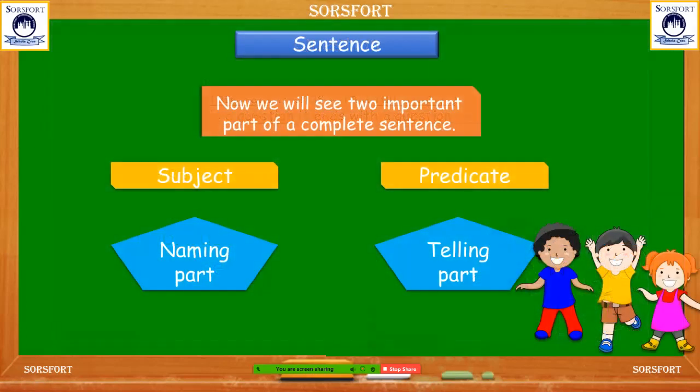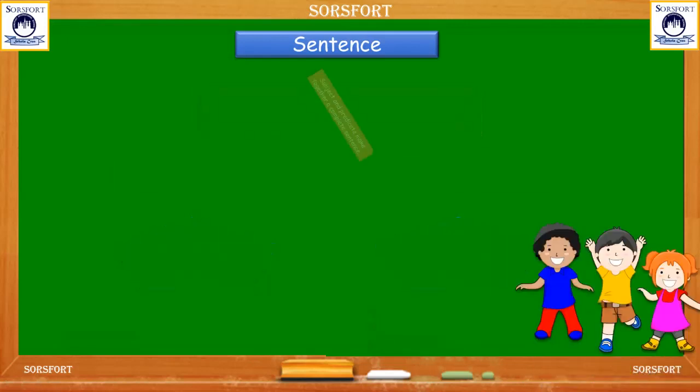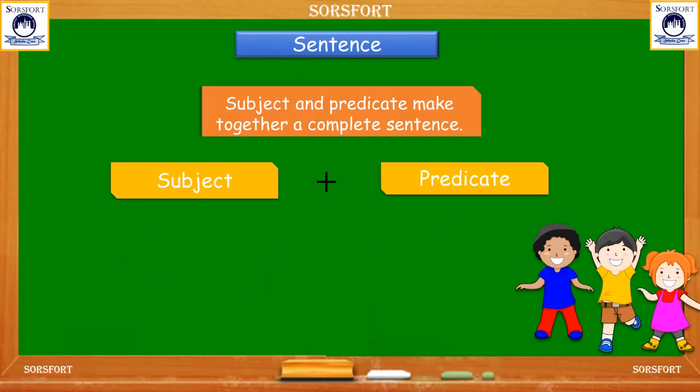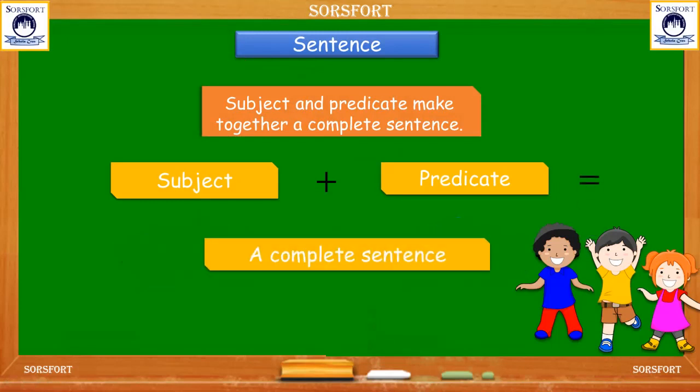Now we will see two important parts of a complete sentence. So those are subject and predicate. Subject is the naming part and predicate is the telling part. Subject and predicate make together a complete sentence. Like subject plus predicate equals a complete sentence.